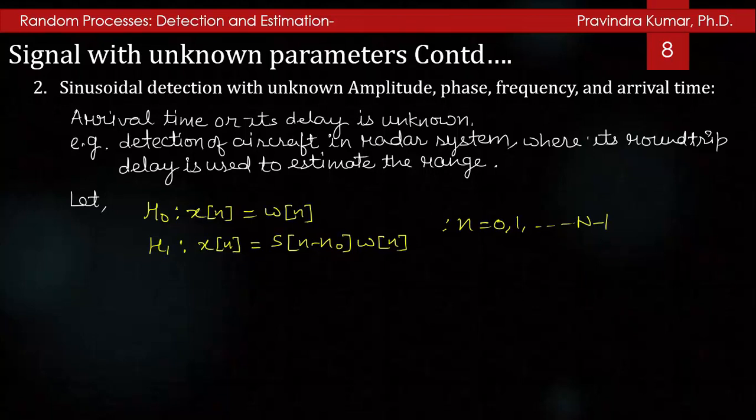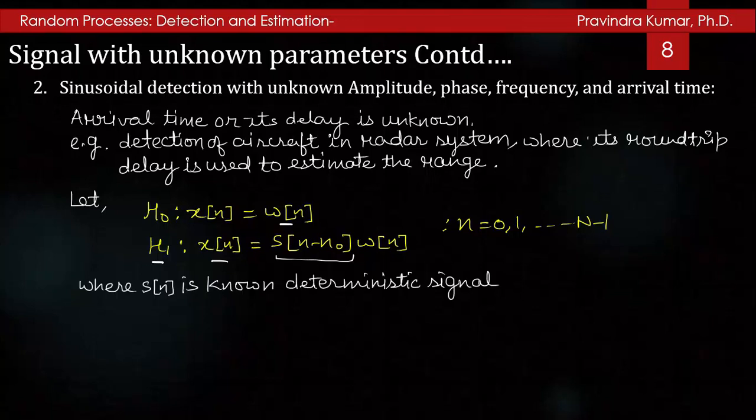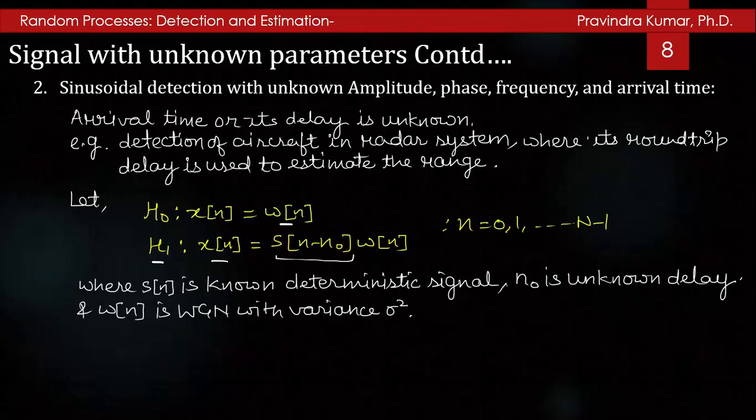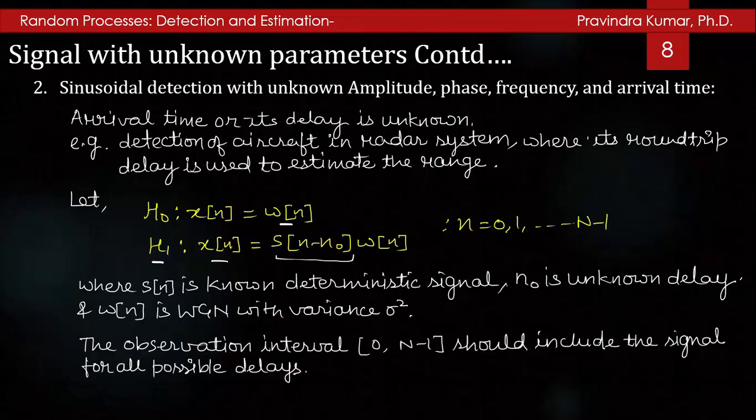Let the two hypotheses be: H0 corresponds to x[n] = w[n], meaning only noise is present under hypothesis H0, and under hypothesis H1, x[n] = s[n - n0] + w[n], the delayed version of the signal s[n], where s[n] is a deterministic signal, n0 is the unknown delay, and w[n] is white Gaussian noise with variance sigma square. The observation interval from 0 to N minus 1 should include the signal for all possible delays.